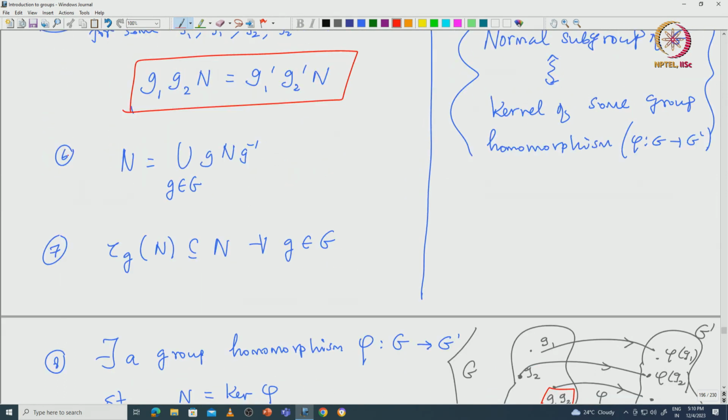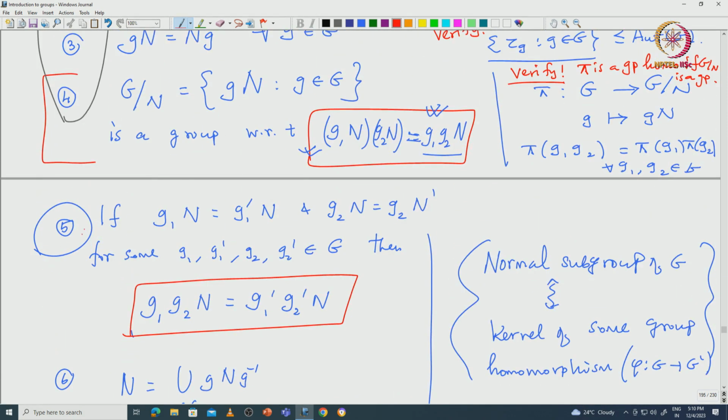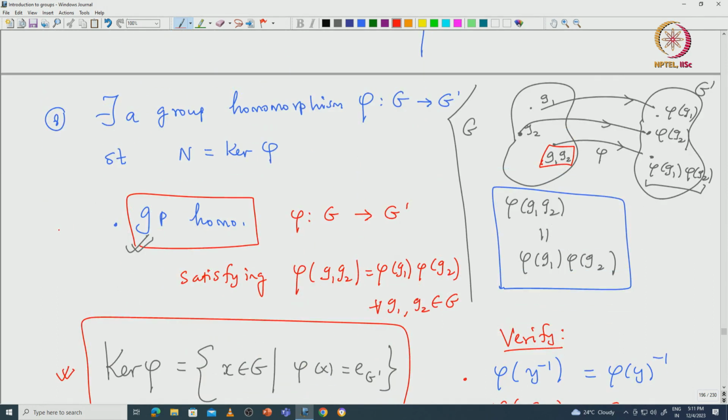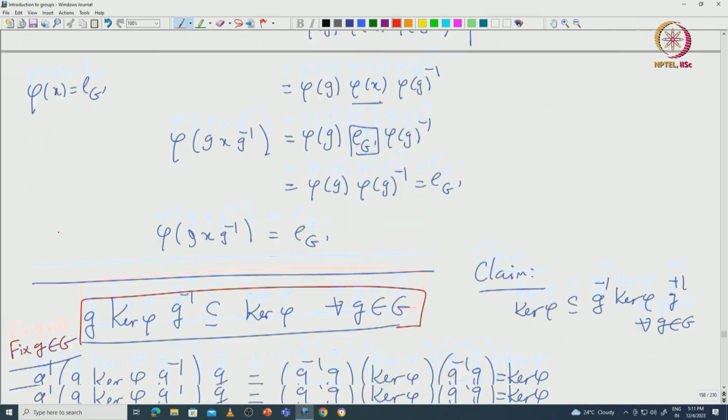The definitions 6 and 7 are immediate from the definition. And 5 we verified on the way, because we needed to verify that the product that we have defined is indeed well defined. That makes G modulo N a group, and that makes N the kernel of this quotient map. To complete the cycle, we verified that the kernel of any group homomorphism must be a normal subgroup. So this completes all the characterizations.